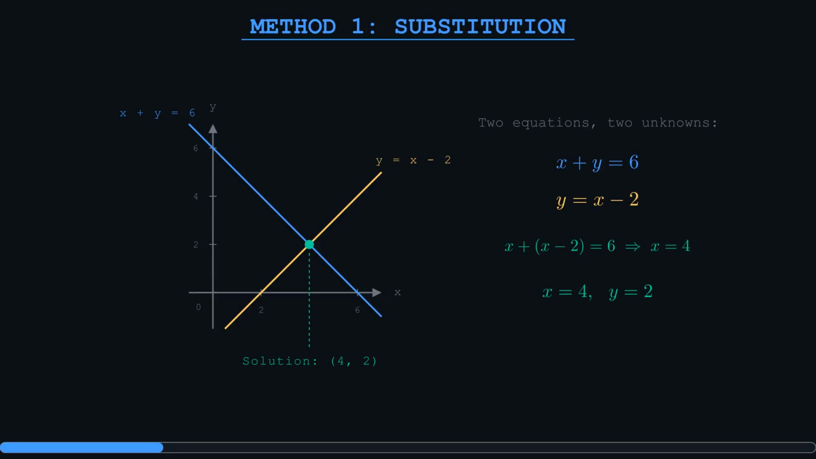Substitution means replacing one variable using the other equation. Here, y equals x minus 2, so we substitute that directly into the first equation. X plus x minus 2 equals 6. That simplifies to x equals 4. Substituting back gives y equals 2. The two lines cross at exactly this point.